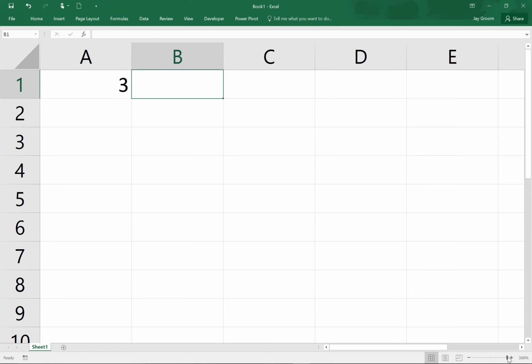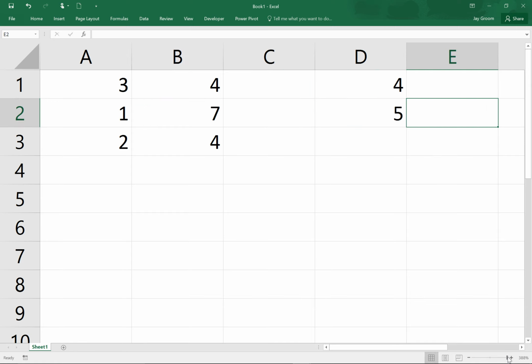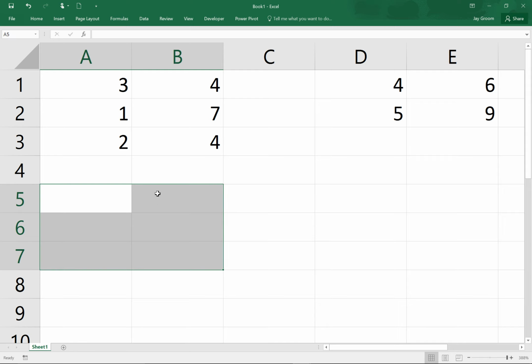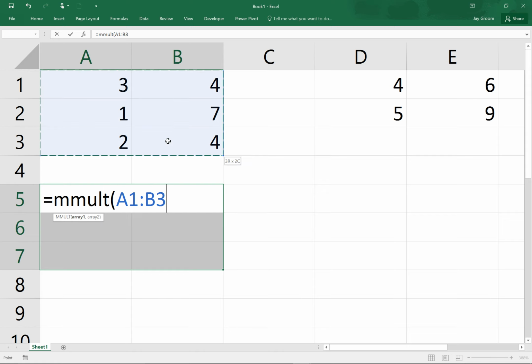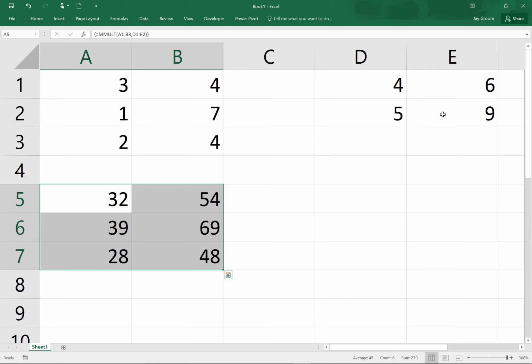So suppose I have this matrix. And then over here, I don't know, 4, 5, 6, 9, whatever. And then 3 by 2 times 2 by 2 is going to be a 3 by 2. So I'm just going to go equals mmult. Notice I had to highlight where my answer was going to go. So this 3 by 2, comma, this 2 by 2. And this is important. It's Control Shift Enter. Done.